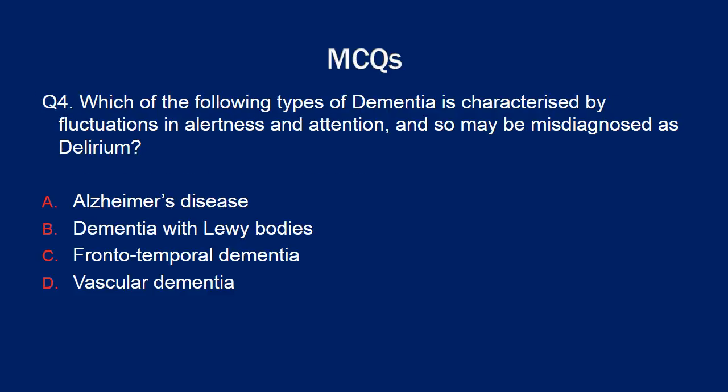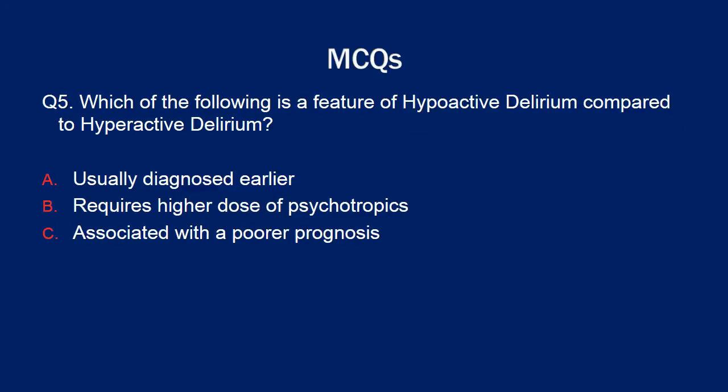Question 4. Which of the following types of dementia is characterized by fluctuations in alertness and attention and so may be misdiagnosed as delirium? If you want, you can pause and select your option. And the correct answer is B, dementia with Lewy bodies. And the final question, which of the following is a feature of hypoactive delirium compared to hyperactive delirium? If you want, you can pause and select your choice. And the correct answer is C, hypoactive delirium is associated with a poorer prognosis and it is usually diagnosed later and it generally requires a lower dose of psychotropics.